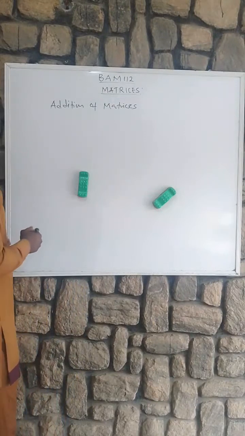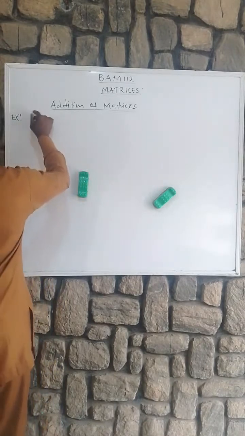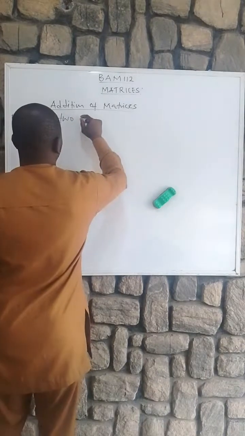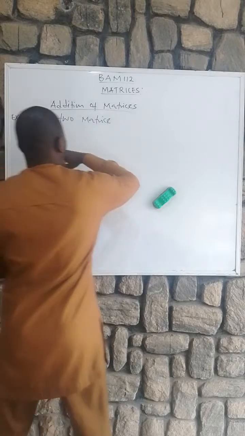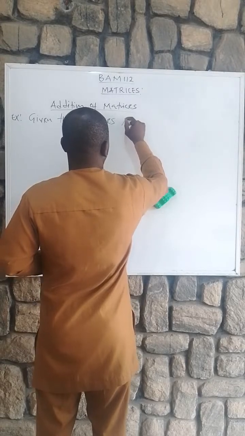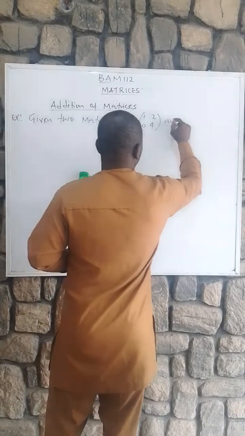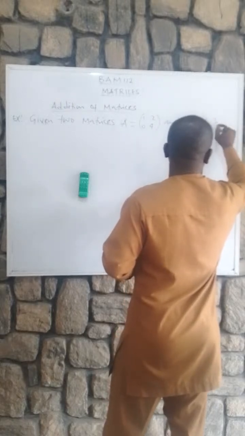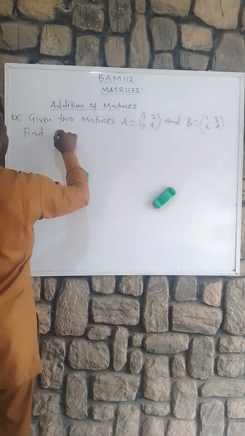assuming you have been given two matrices. Example, given two matrices, matrix A equals 1, 2, 0, 4, and B is equal to 1, 3, 2, 4. And we are asked to find A plus B.